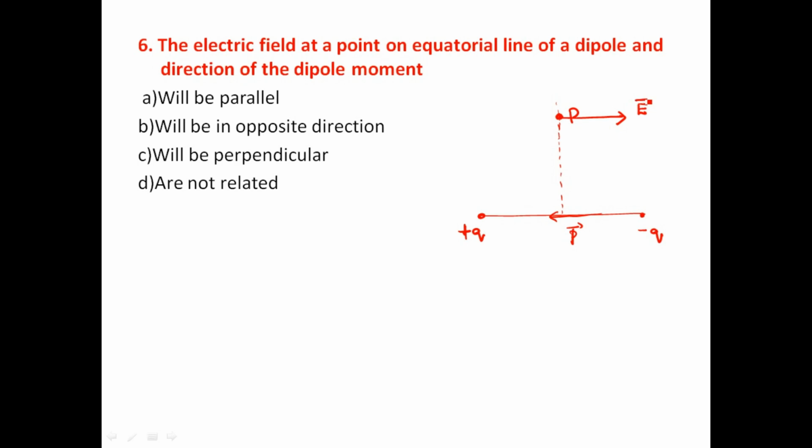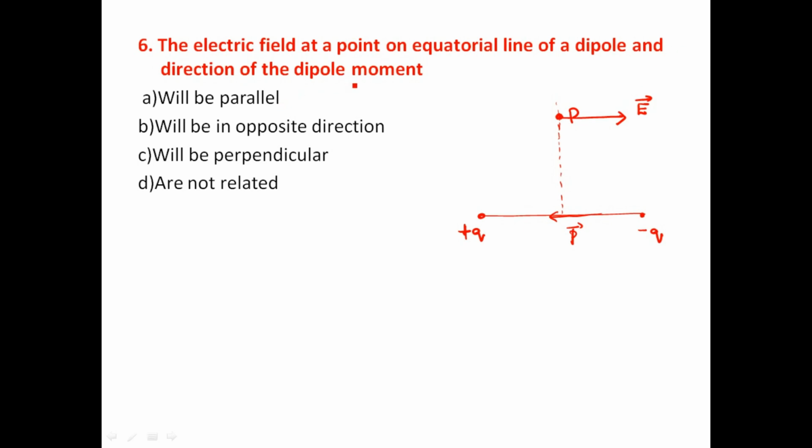This is our resultant electric field, and we have also obtained the expression for electric field with the help of a derivation, right? So the question is related to this. What is the direction of electric field and electric dipole moment? We have to understand the question carefully because it might confuse us. The electric field at a point, we have it here on equatorial line of a dipole. Yes, it is on equatorial line of a dipole.